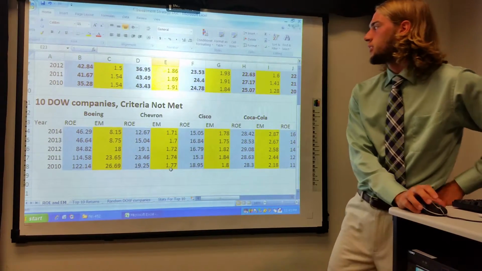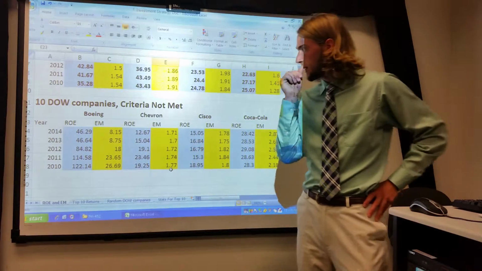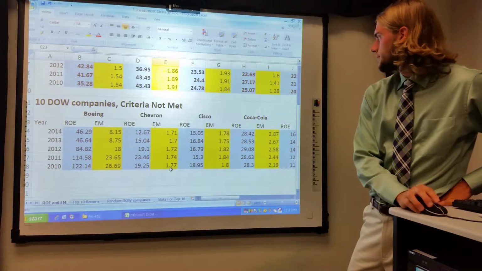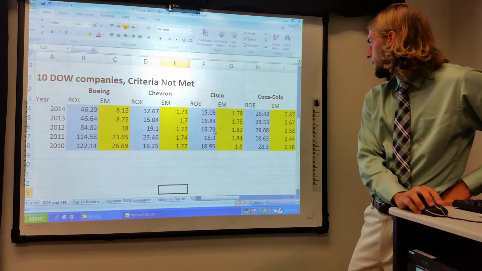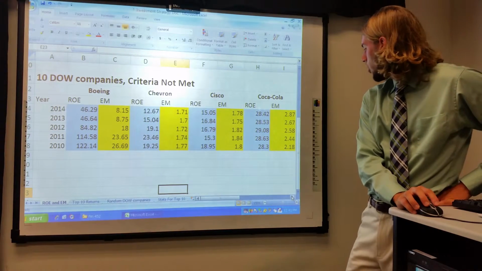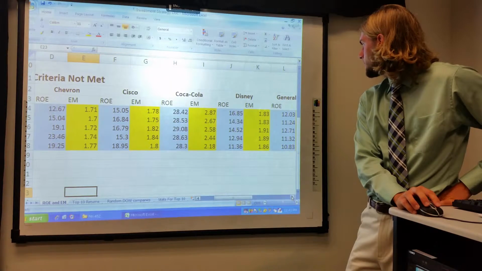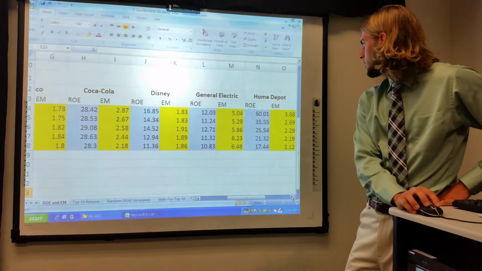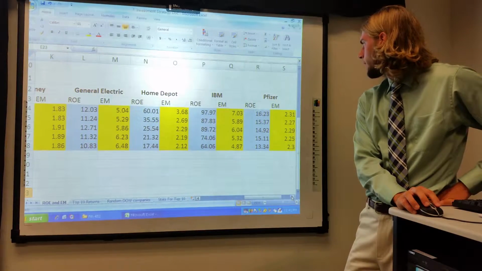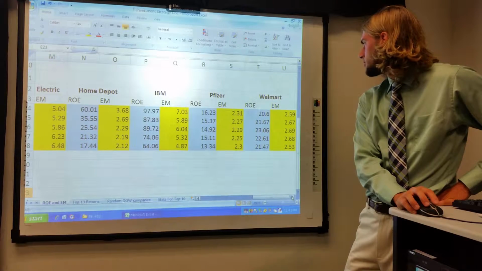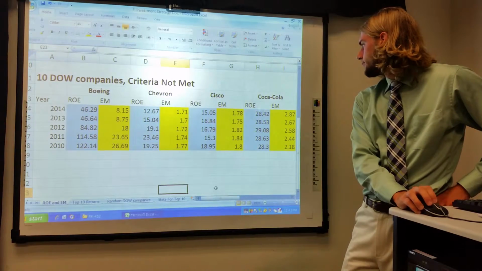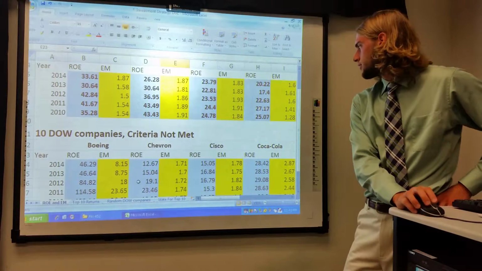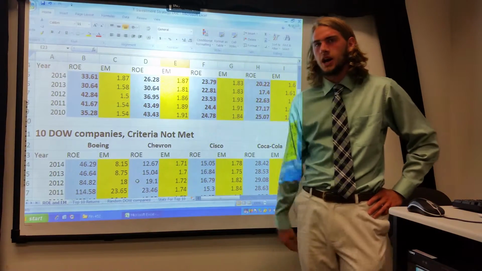And then below, the 10 companies that did not meet this criteria, I have Boeing, Chevron, Cisco, Coca-Cola, Disney, General Electric, Home Depot, IBM, Pfizer, Walmart. So it's two groups of pretty blue chip stocks.